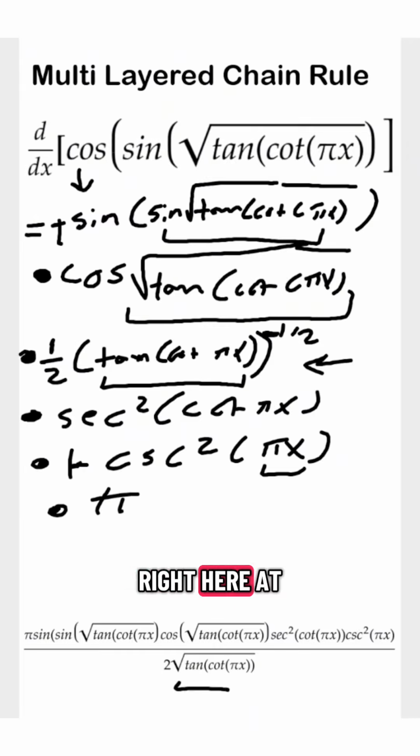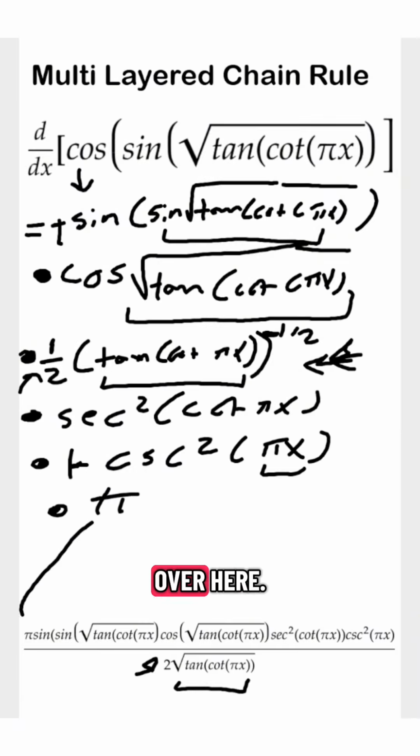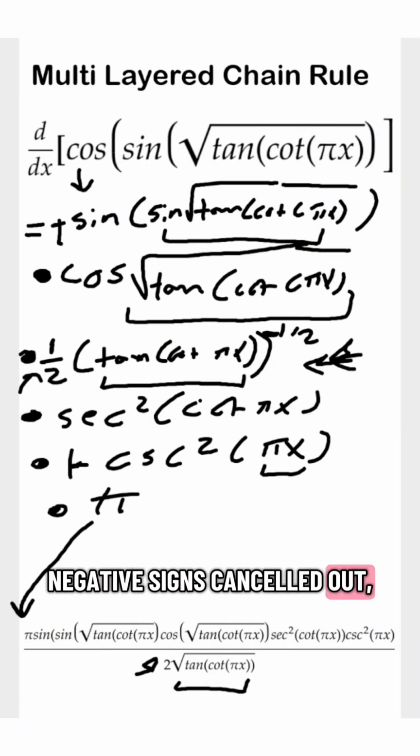So this term right here at the bottom is this one that I drew an arrow to, and the 2 on the bottom comes from the 1/2, and the pi just went over here, and since the negative signs canceled out, it just became positive.